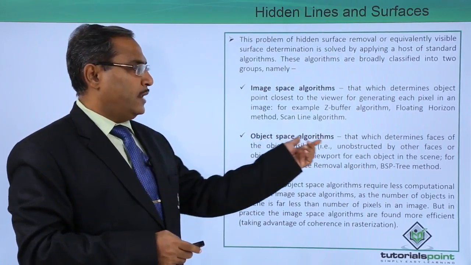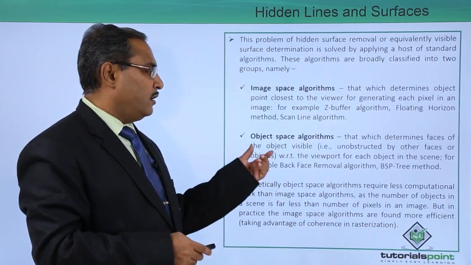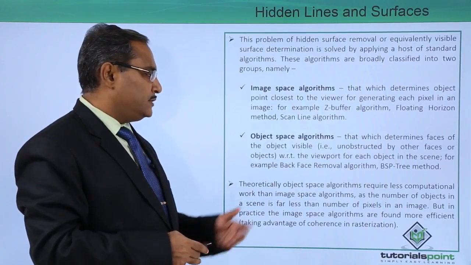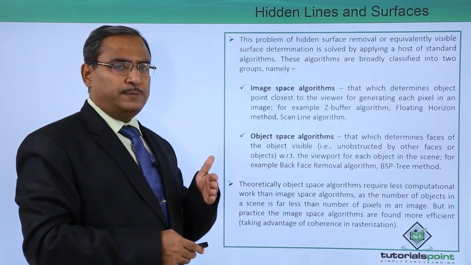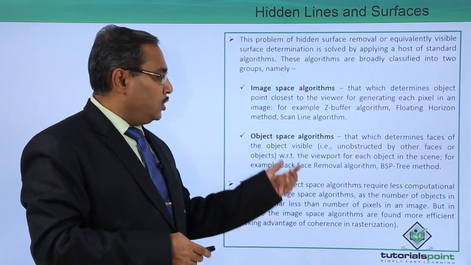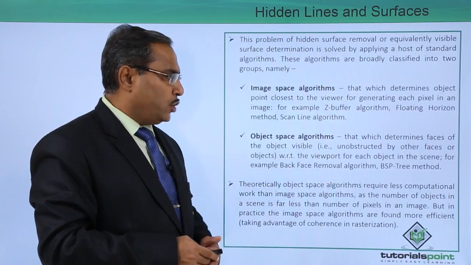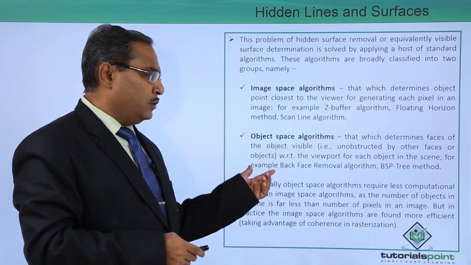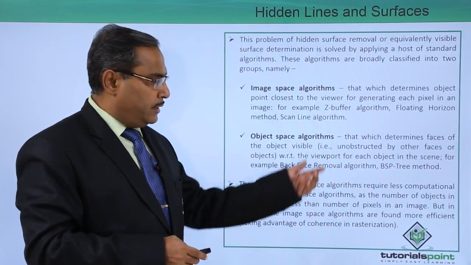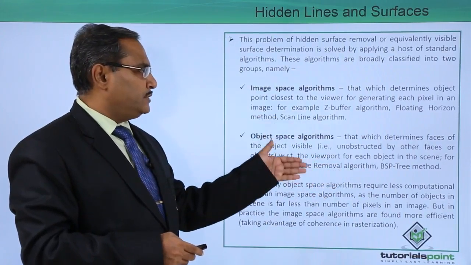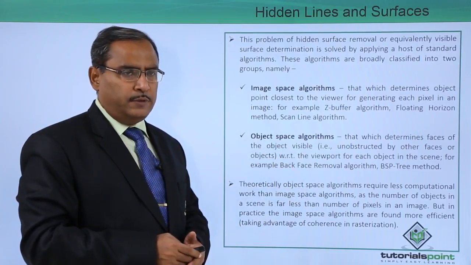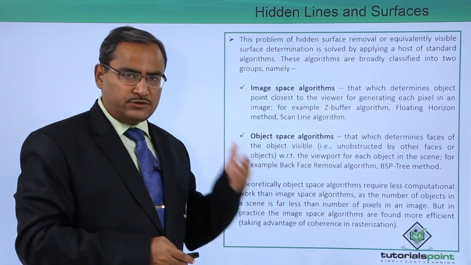Object space algorithms determine which faces of the object are visible, that is, unobstructed by other faces or objects. So the faces which are visible and not obstructed by the other objects or faces will be considered with respect to the viewport for each object in the scene. For example, we can go for the back face removal algorithm or the BSP tree method. So here we have multiple different types of algorithms, and in this chapter we will be discussing all of them.